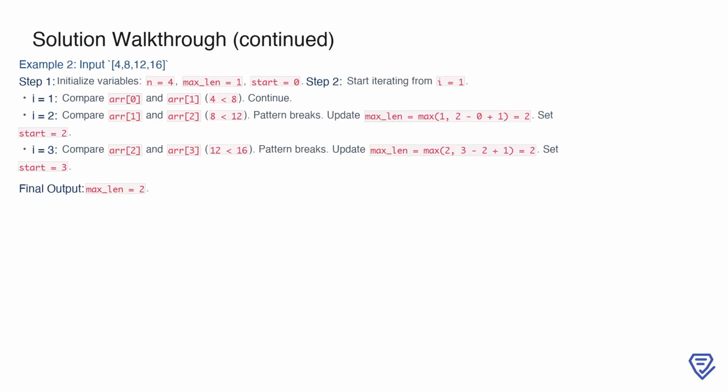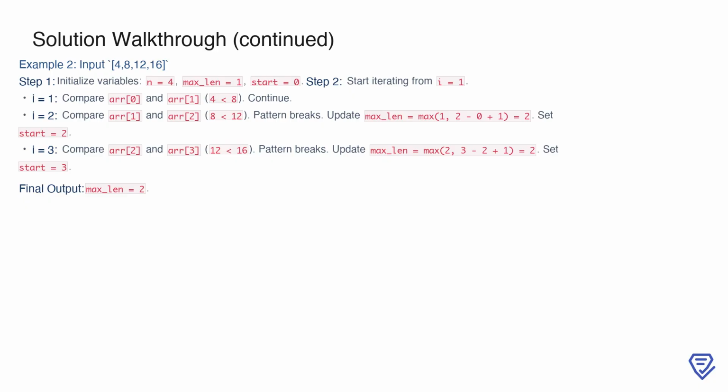In this example, the input array is 4, 8, 12, 16. We initialize the same variables as before, with n equals 4, max_len equals 1, and start equals 0. Starting the iteration at i equals 1, we compare arr[0] and arr[1], 4 and 8, which satisfies a turbulent condition, so we continue. At i equals 2, however, arr[1] and arr[2], 8 and 12, breaks the alternating pattern because both comparisons are in the same direction.